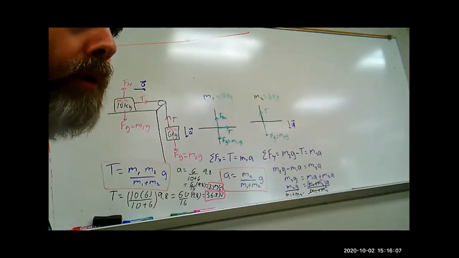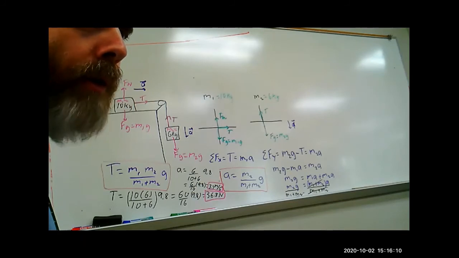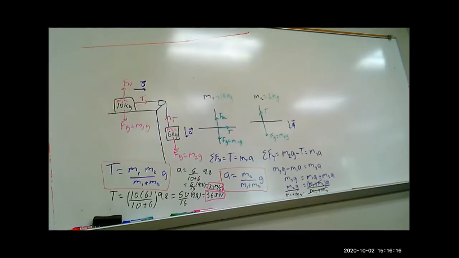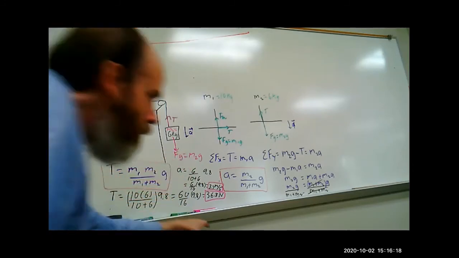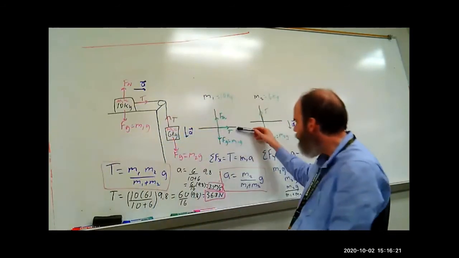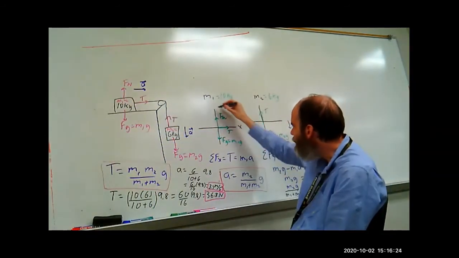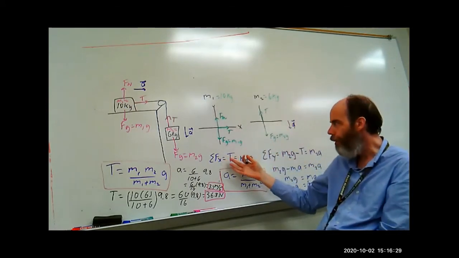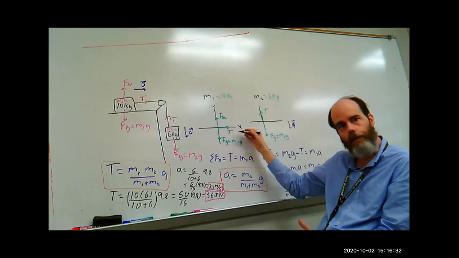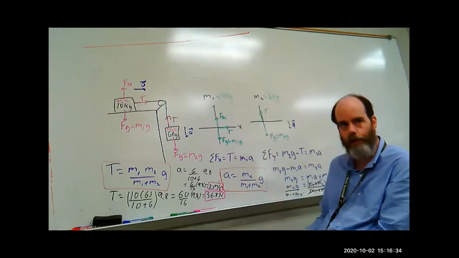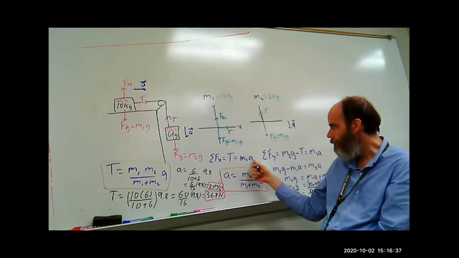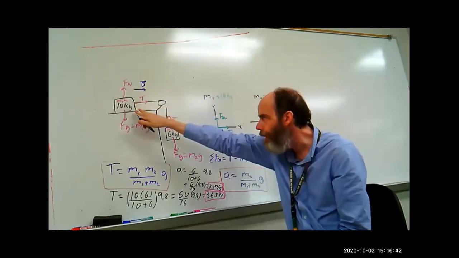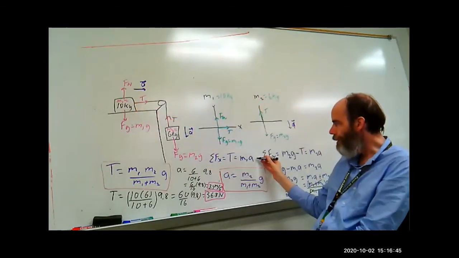Could you show the board? How did you write the fx and fy equations? Okay, so fx and fy equations. We look at the free body diagram. This is x, this is y. For this one, sum of forces in the x direction, there's only one force, it's the tension. Sum of forces equals mass times acceleration. We know it's moving in the x direction, not in the y direction, this mass. So it's m1a.